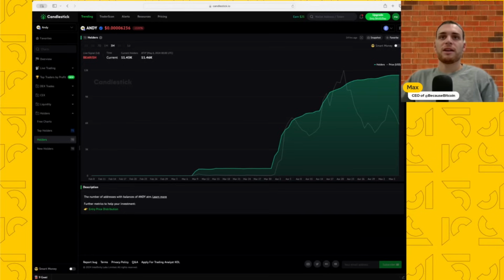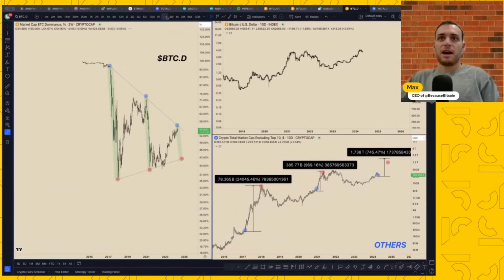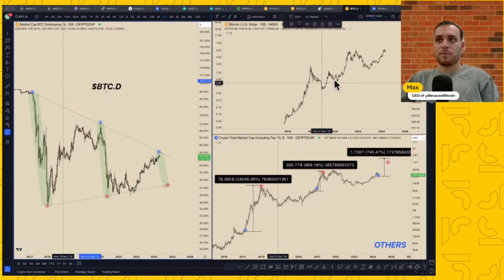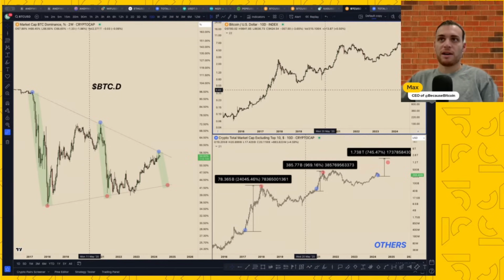One more thing I think would be good to discuss here is my general bias for altcoins. And people always ask me, they're like, Max, are you gonna sell your altcoins? Including Andy. You're probably up so much. Are you gonna sell your altcoins? And I always tell them the same thing, and I'll put it here again just as a reminder. The answer is no, and I will happily explain why.